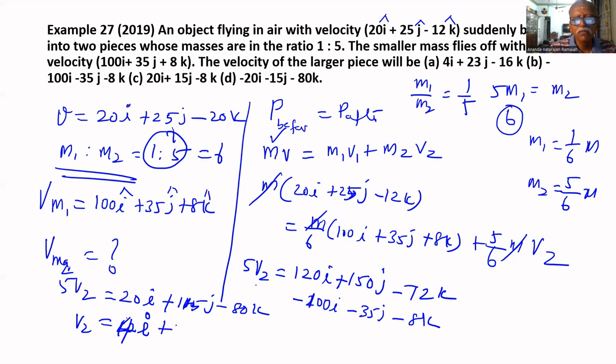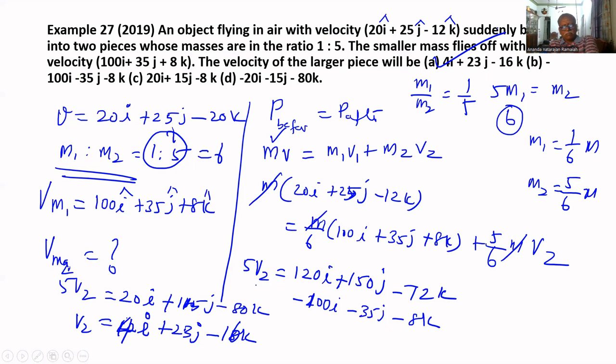23J, 16K, sorry, 16K. 4I plus 23J minus 16K. Where is the answer? Yes, A is the answer.